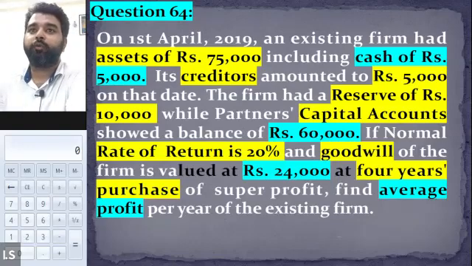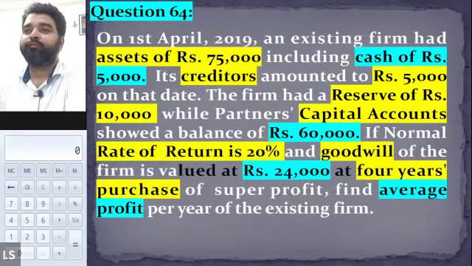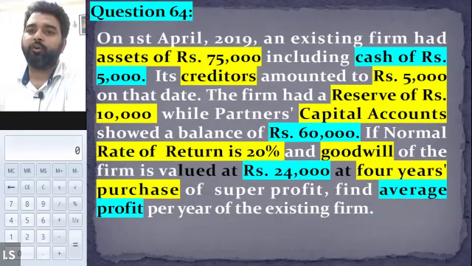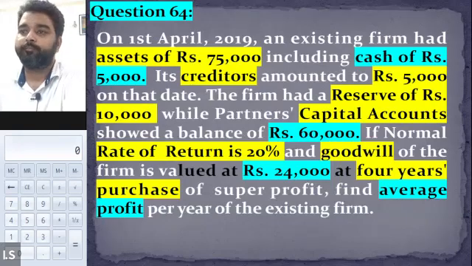Question number 64. On 1st of April 2019, an existing firm had assets of rupees 75,000, including cash of rupees 5,000. Its creditors amounted to 5,000 on that date. The firm had a reserve of rupees 10,000, while partners' capital account balance showed 60,000. If the normal rate of return is 20% and the goodwill of the firm is valued at 24,000 at 4 years purchases of super profit, find the average profit per year of the existing firm.